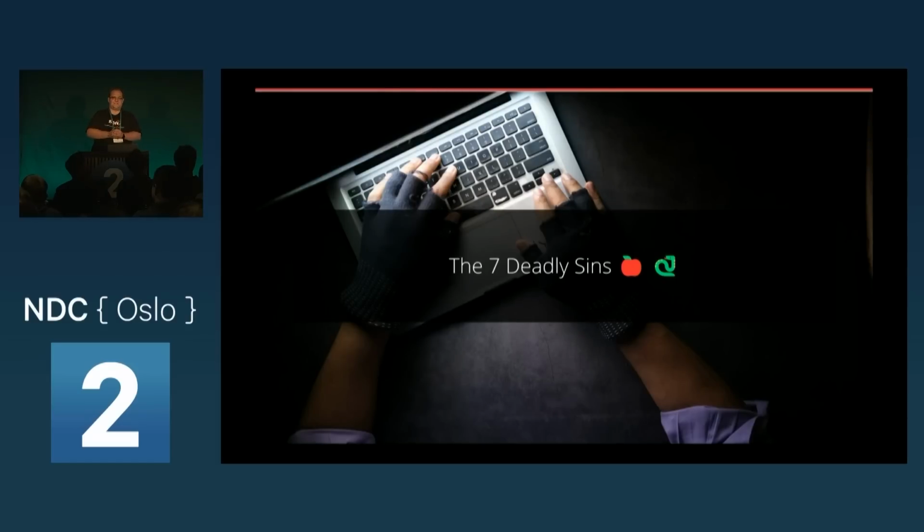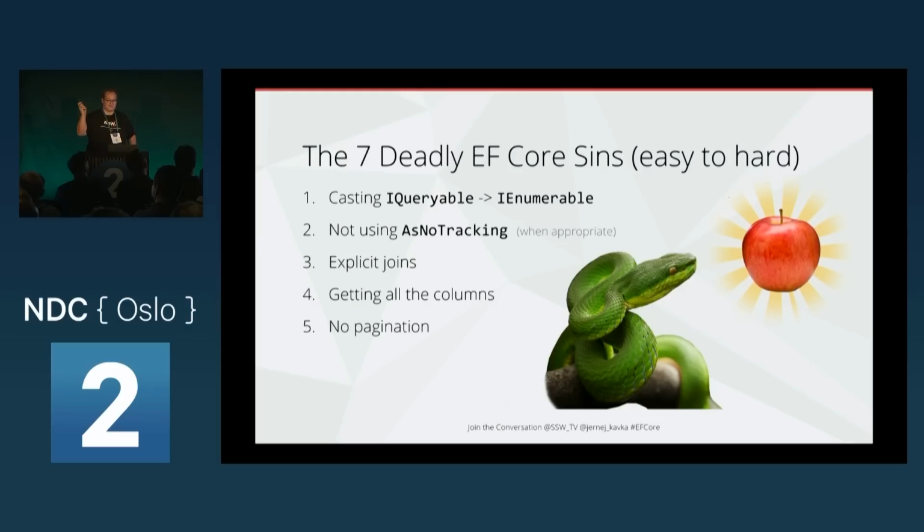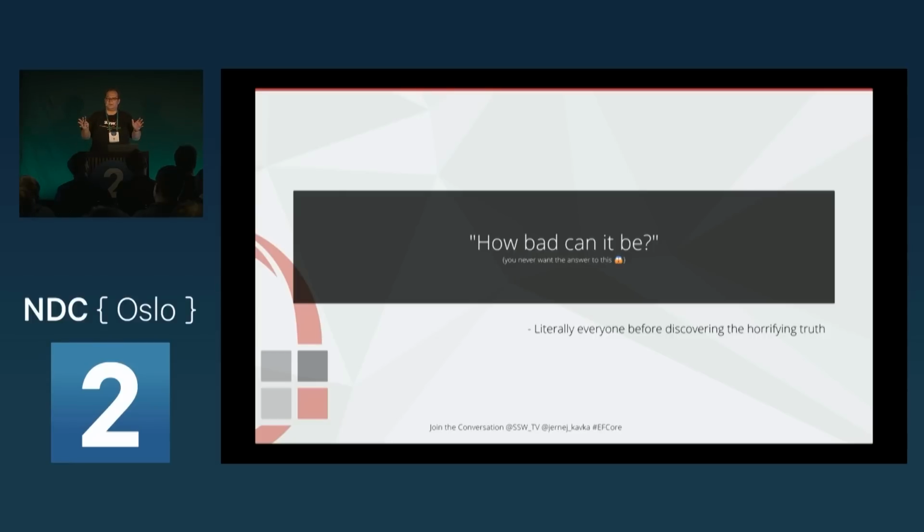All right, now to the fun part. The seven deadly sins. The first one, some of you might know what happens here, is if you have an IQueryable and you cast it to IEnumerable. Then we have AsNoTracking, explicit joins, getting all the columns from the database, no pagination, non-cancelable queries, and inefficient updates or deletes. And when you hear all of these seven, how many of you have asked yourself, how bad can it be? One advice: never ask that question. There's no good answer to it.